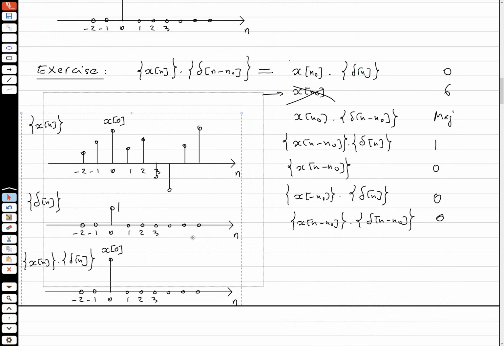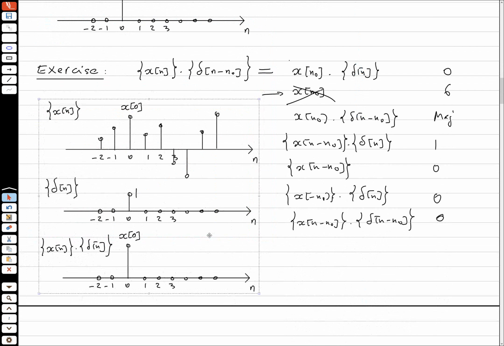Except that I'm going to change something. I want to plot this shift of delta. So what does it look like? It's like that, but it's located at n naught. Do you agree? It will be located at n naught.